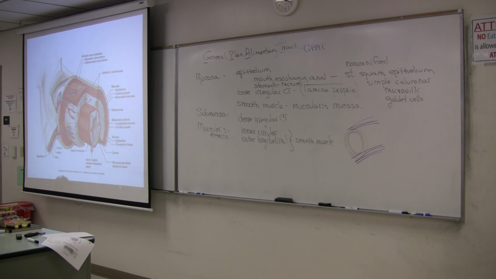Grabbing onto the safety pin is the function of the inner circular layer. The outer longitudinal layer is how it shortens and then lengthens behind the food. And so that progressive movement of the contraction of the circular and longitudinal is how the food moves through peristalsis. Okay? The extra layer we add in the stomach allows for the churning that we'll talk about on Monday.